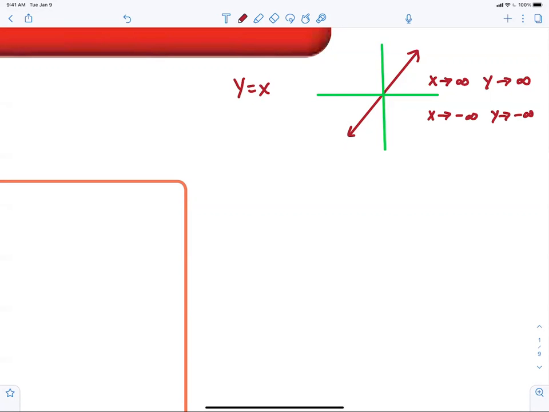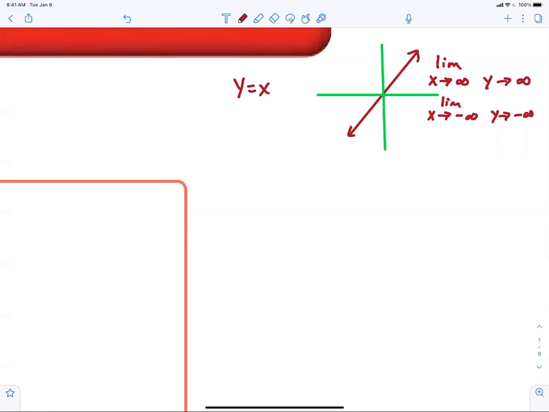Now, eventually, just listen to the notation. It will be something like this. What's the limit as X approaches infinity? So the question is, again, what is Y doing? It's going to infinity. And we say the limit as X approaches negative infinity is negative infinity.